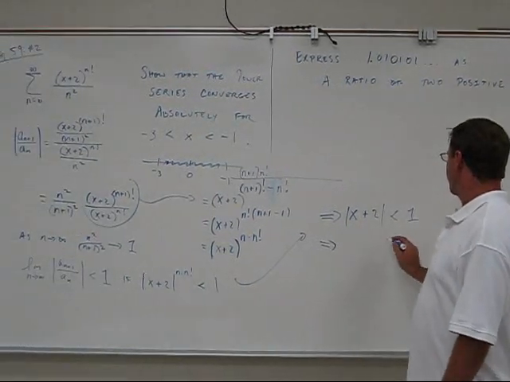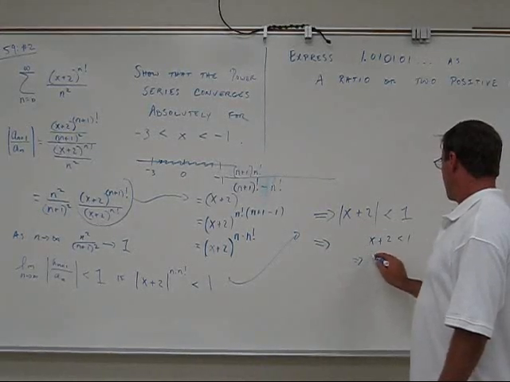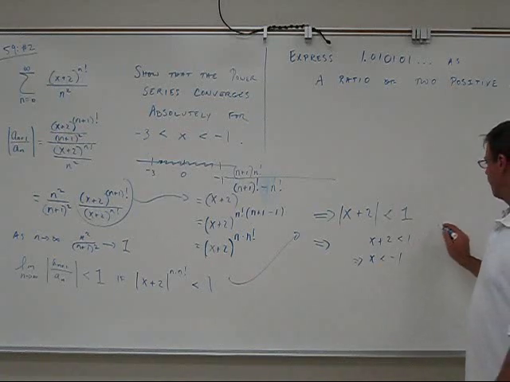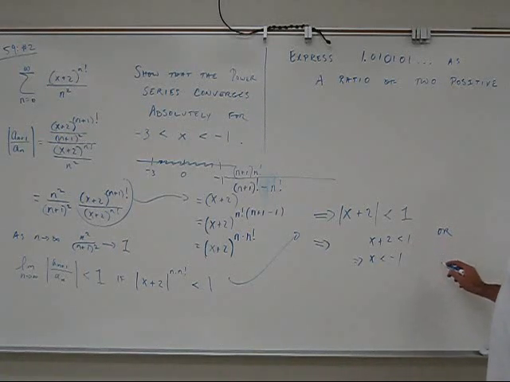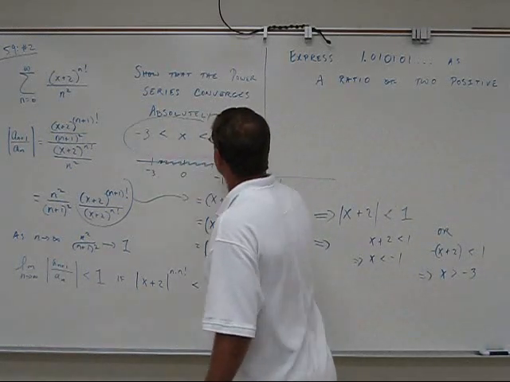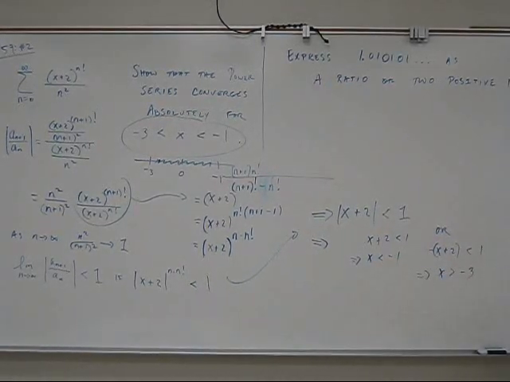Which implies x+2 is less than 1, or x is less than negative 1. Or negative (x+2) is less than 1, which gives you that x is greater than negative 3. So you get this region right here. It converges when x is greater than negative 3 and when x is less than negative 1.